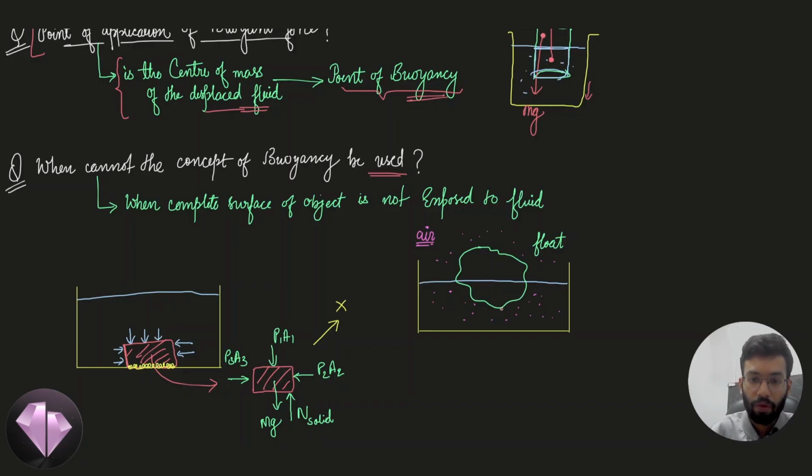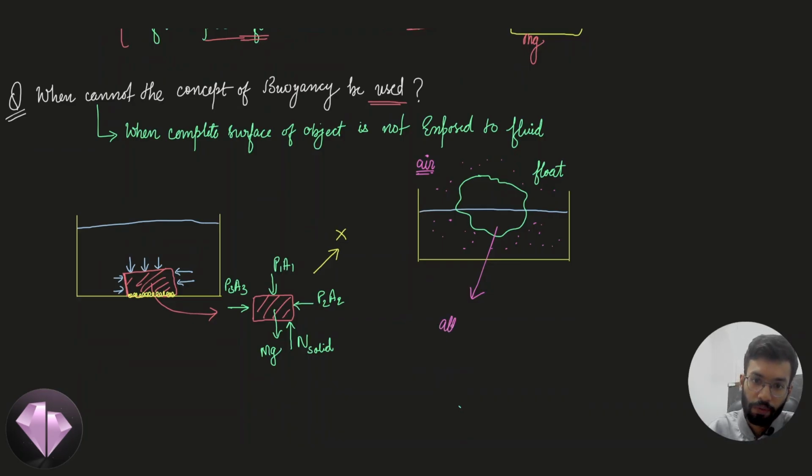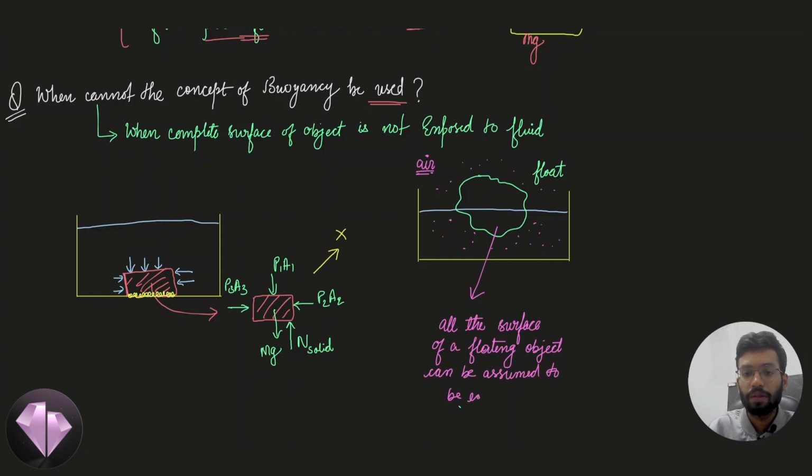So in effect, what you see is all the surfaces of a floating object can be assumed to be in contact with the fluid, so we can assume that all the surfaces are in contact with fluid. It does not matter whether the fluids are same or not.